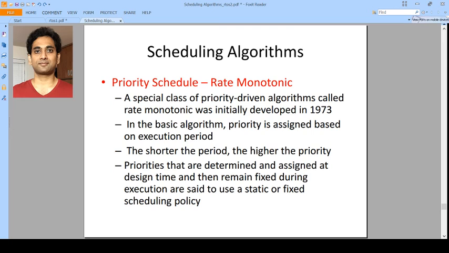A rate monotonic algorithm is a special case of priority driven algorithm. The priority is assigned based on execution period. The shorter the period, the higher the priority. Now, priorities are determined and assigned at the design time, and they remain fixed during the execution and are said to be a static or fixed scheduling policy. So rate monotonic is static.